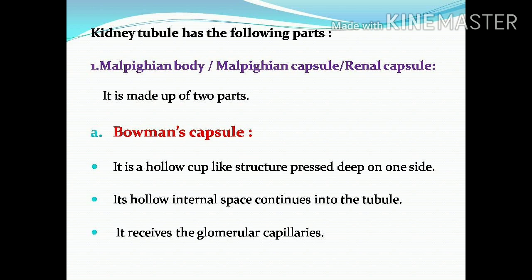The outer concavity of the cup lodges a knot-like mass of blood capillaries, that is called the glomerulus. In the cup-shaped Bowman's capsule, we can see a network or knot or mass of blood capillaries, that is called a glomerulus.